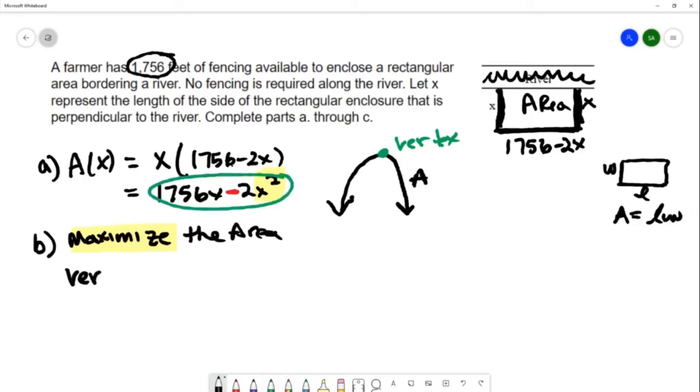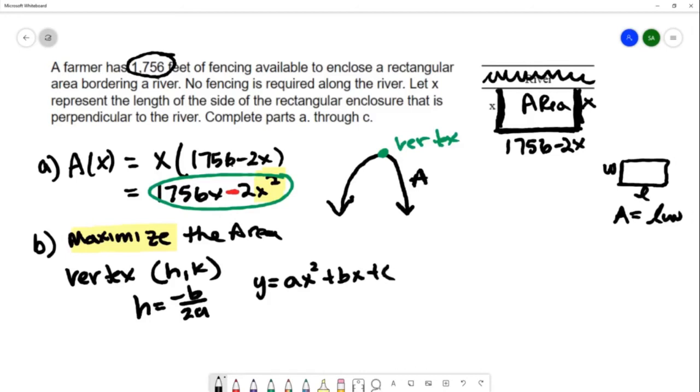There is a formula for vertex. A vertex is an ordered pair. We usually label it with h, k. And the formula for h is negative b over 2a. So what I mean by that is that if your quadratic function is written as ax squared plus bx plus c, then you can use a, the coefficient from the squared term in the formula, and b, the coefficient from the x term in the formula, to get the x coordinate of the vertex.